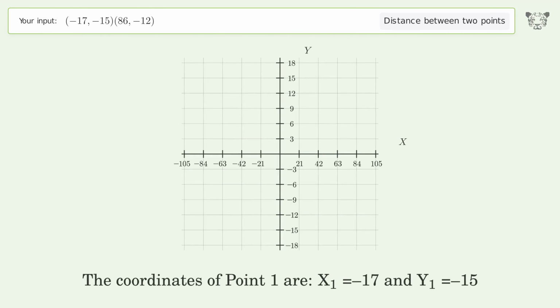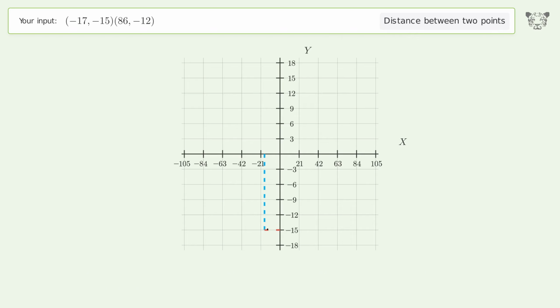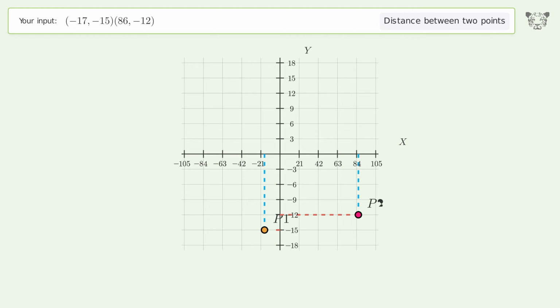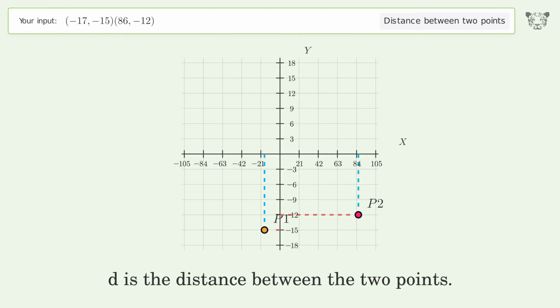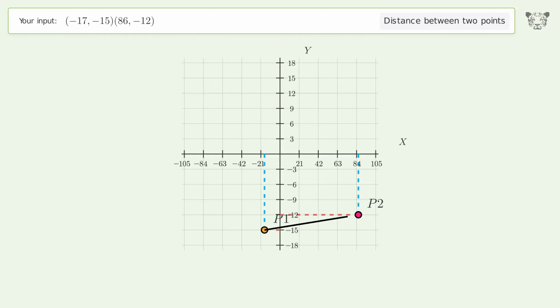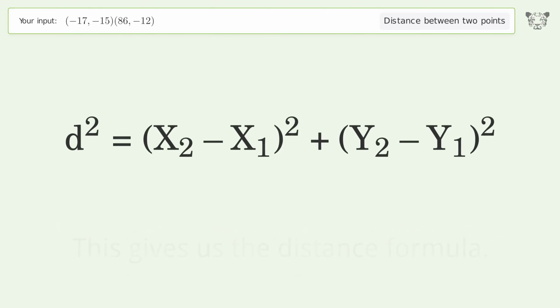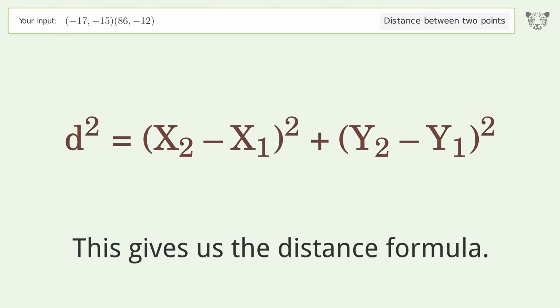The coordinates of point 1 are x1 equals -17 and y1 equals -15. The coordinates of point 2 are x2 equals 86 and y2 equals -12. D is the distance between the 2 points. First, take the square root of both sides of the Pythagorean theorem. This gives us the distance formula.